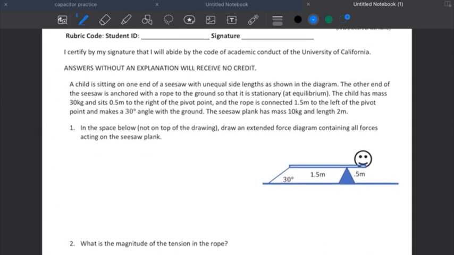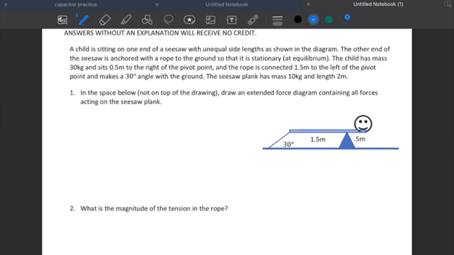Okay, this is going to be a video solution to the practice quiz that I wrote in spring 2022, I believe. So this is the one that's listed as 5B on Canvas. So we have a seesaw here with a child sitting at one side, and the child's mass is 30 kilograms. And we also have the seesaw bar, which is 10 kilograms. And then we have this rope that's attached to the left side.